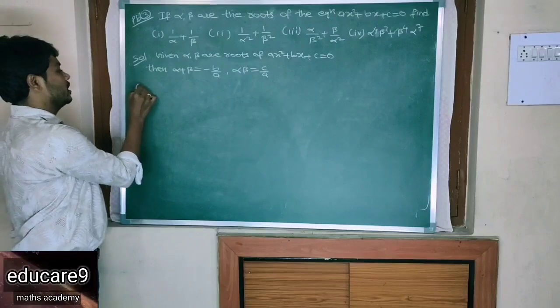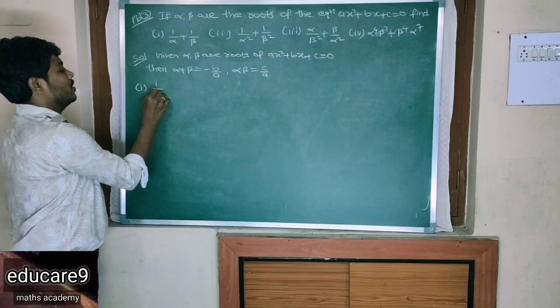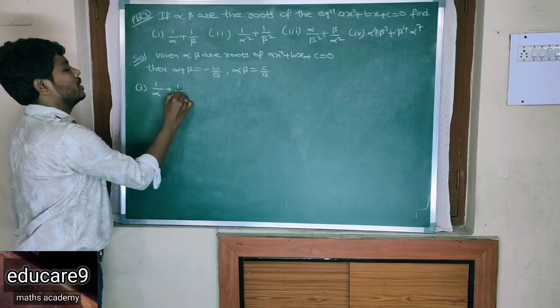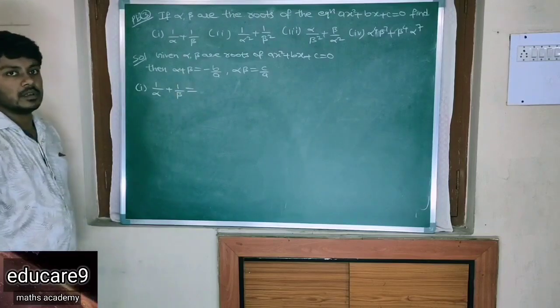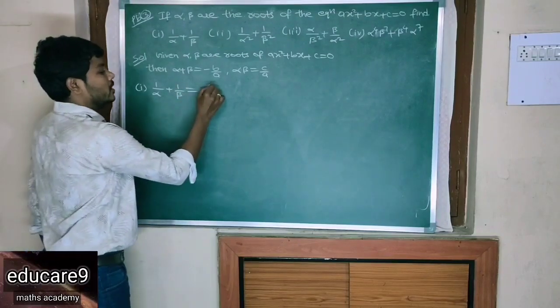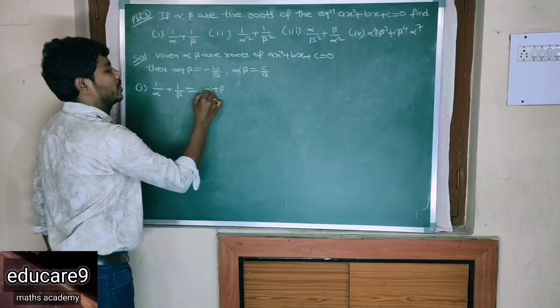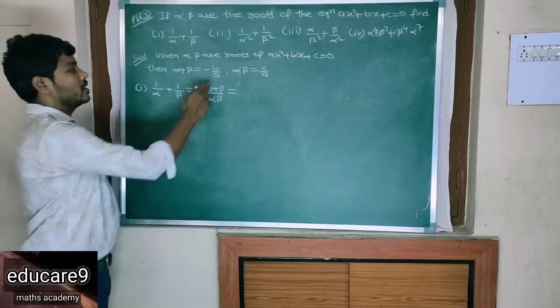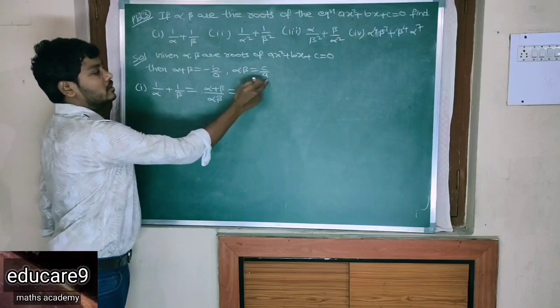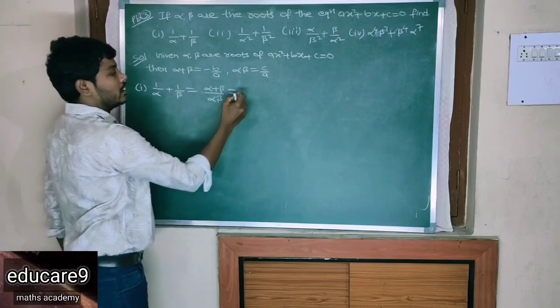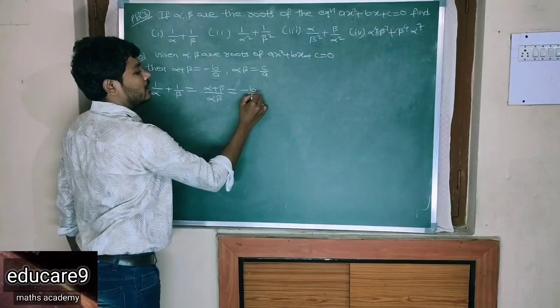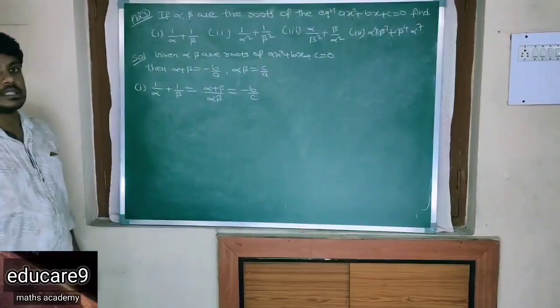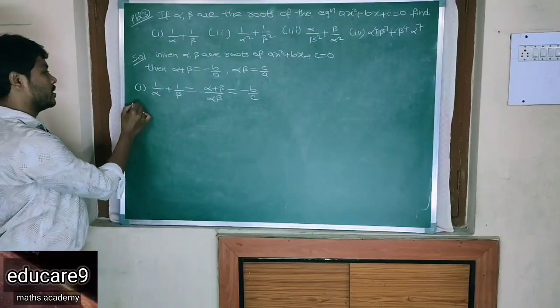Now see the first one: 1 by alpha plus 1 by beta. So simplify this. You get (alpha plus beta) by alpha beta. So divide these two, you get a cancelled. Now you get minus b by c. So next one.